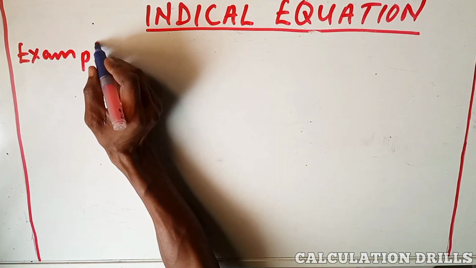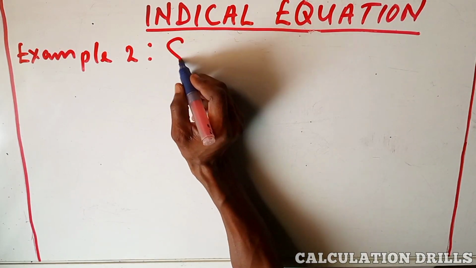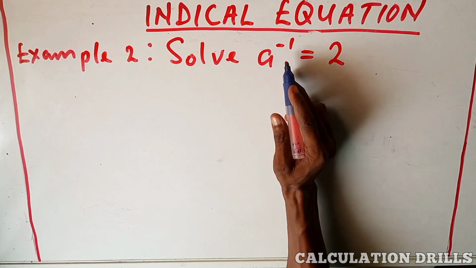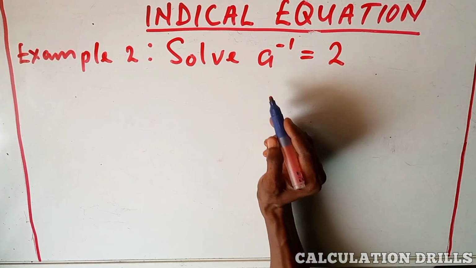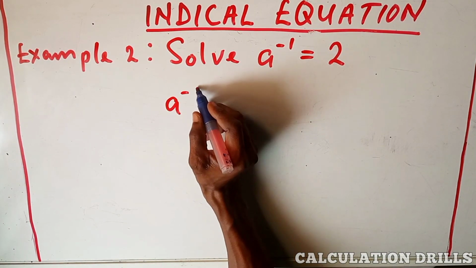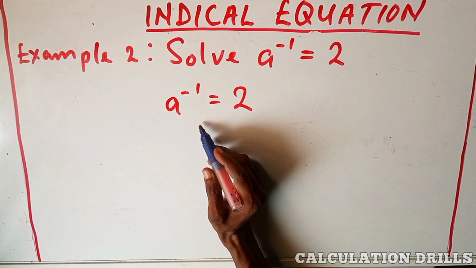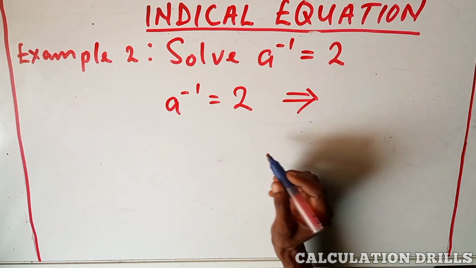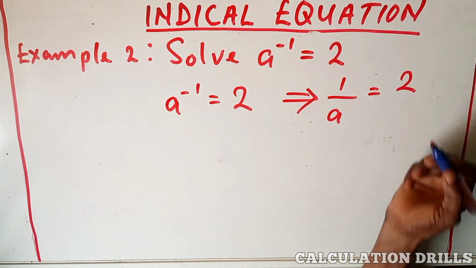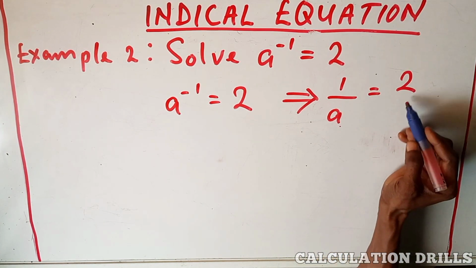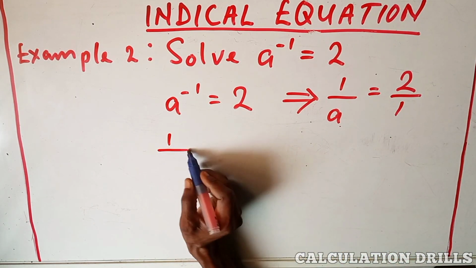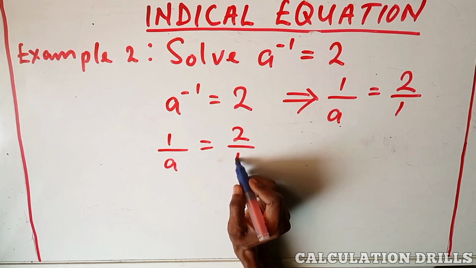Example 2 says solve a raised to power minus 1 is equal to 2. This is also another equation. This is the negative power rule in indices, remember? So I'm rewriting the question. To remove the negative, we say 1 over a equals 2. Since this is in fraction form, I have to make the other one a fraction so that I can easily cross multiply. And that is what I did there.